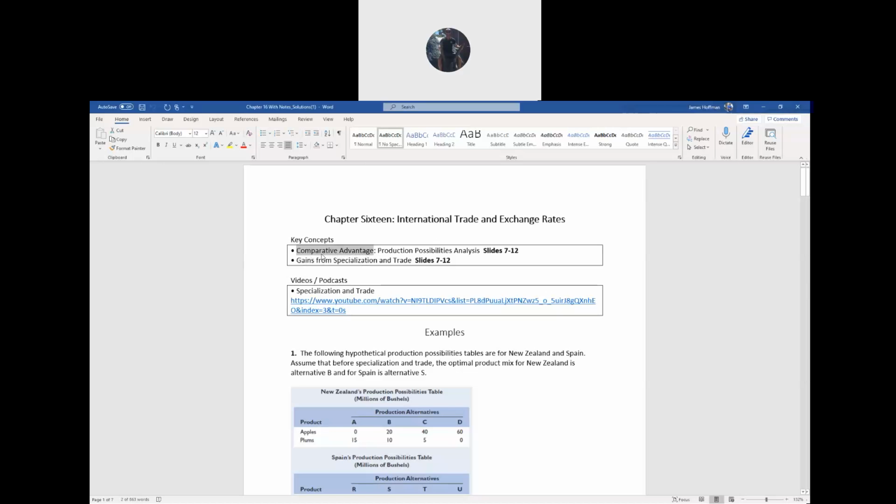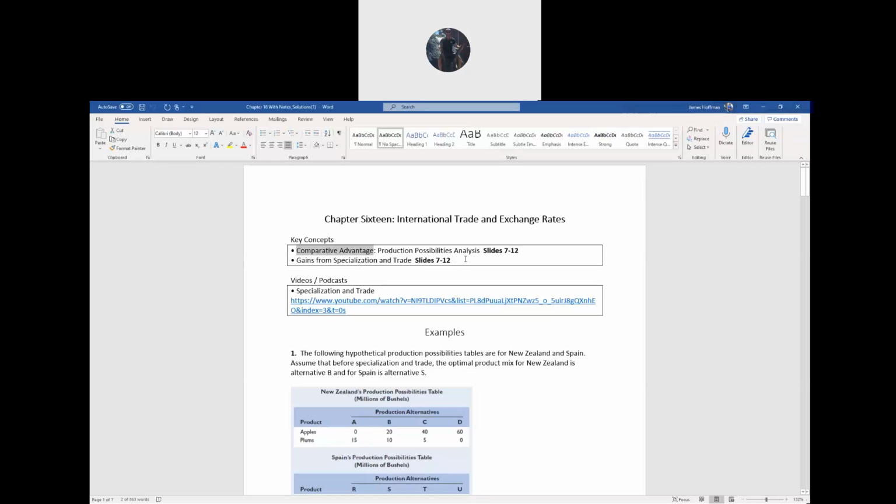And so they'll basically specialize in the good they have a comparative advantage in, which means they could essentially produce it cheaper or more efficiently. And then the other country will specialize in the good they have a comparative advantage in. And then what they'll do is specialize in a specific good, trade for whatever they want, and there'll be gains from trade for both countries.